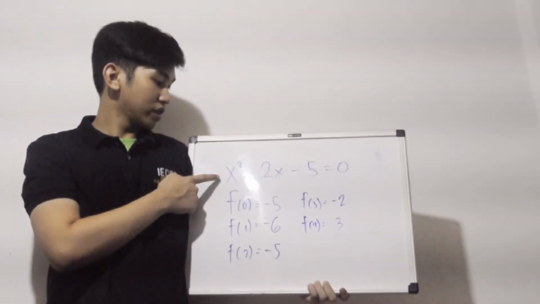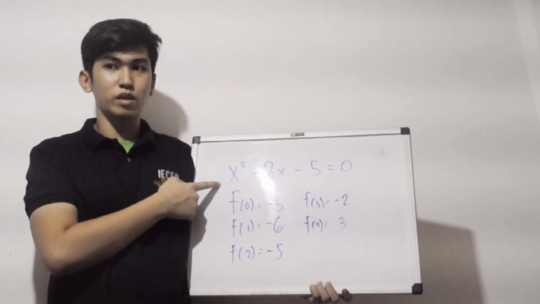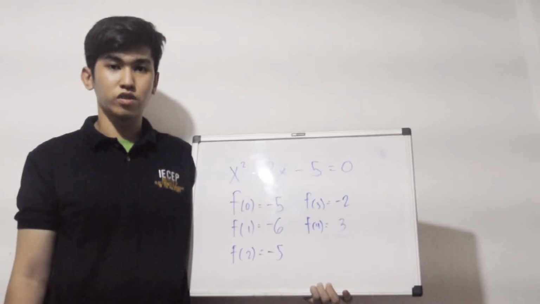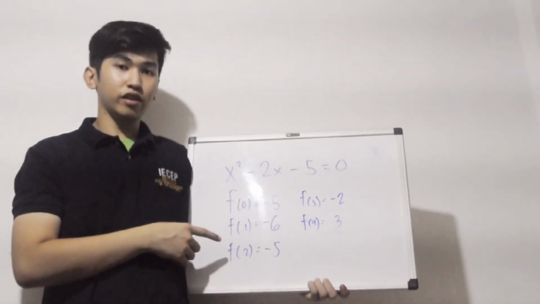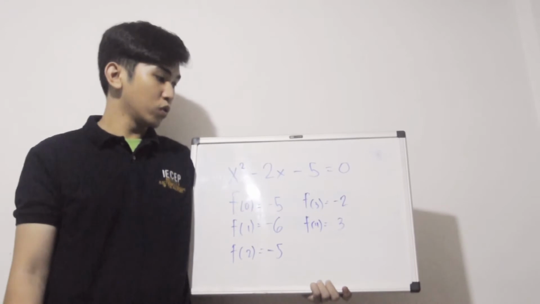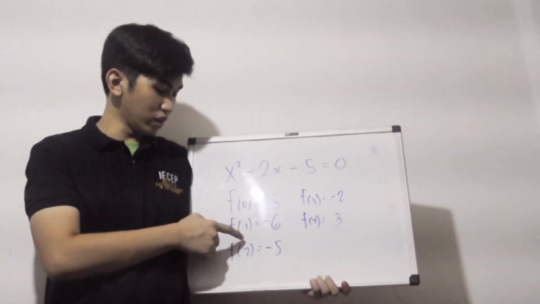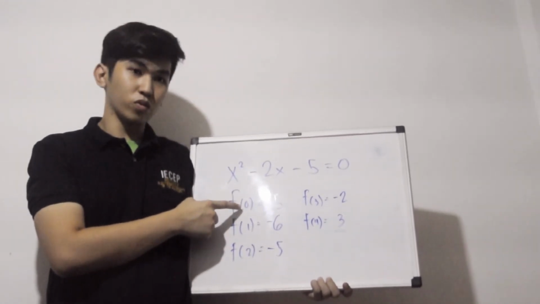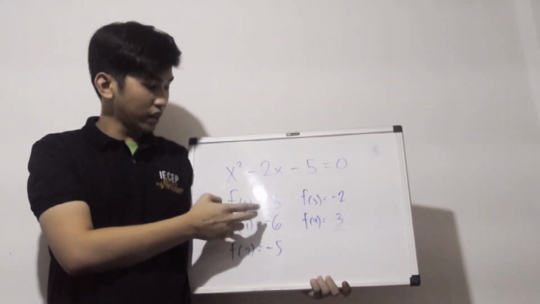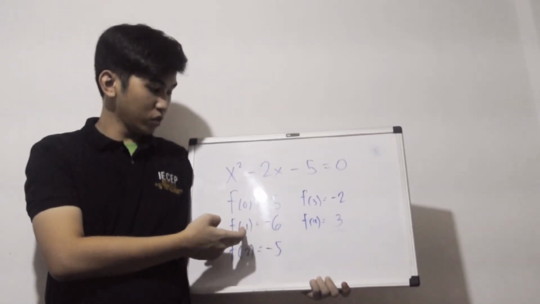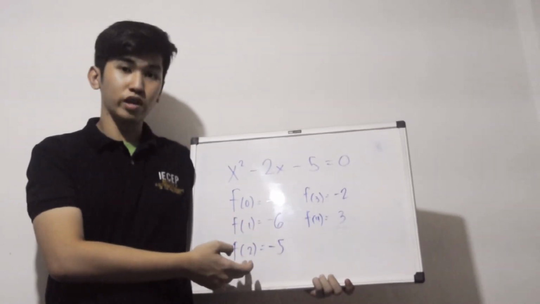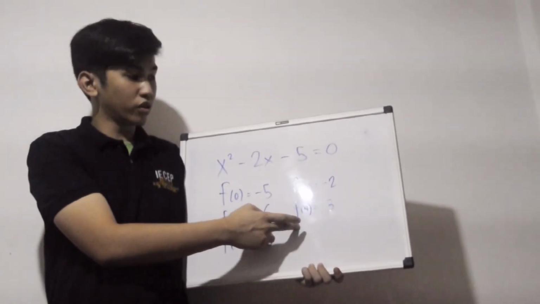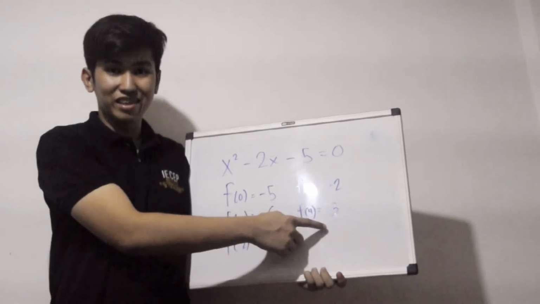We all know that a quadratic equation has 2 roots, one negative and one positive. But now we will try and find the positive root of the equation. In finding the initial guess value, we substitute whole number values to the equation. We start with 0, which will give us negative 5. 1 will give us negative 6. Substituting 2 will give us negative 5. Substituting 3 will give us negative 2. Substituting 4 will give us 3.